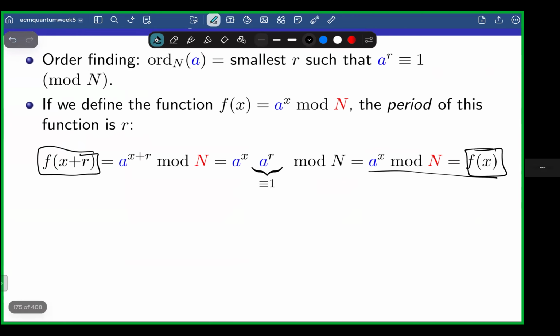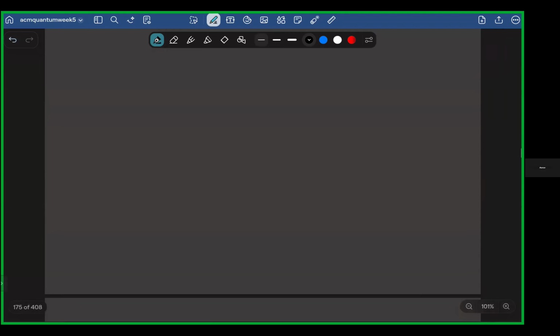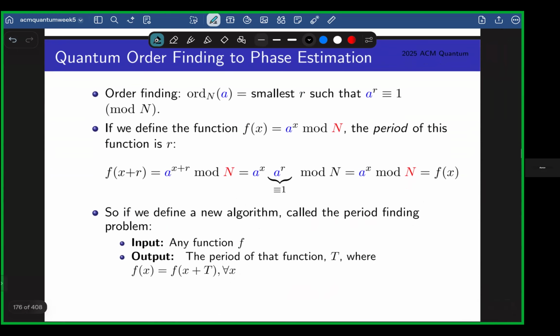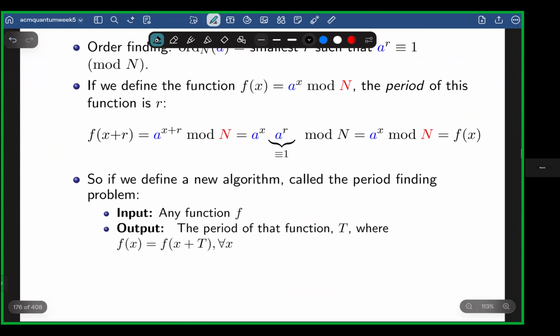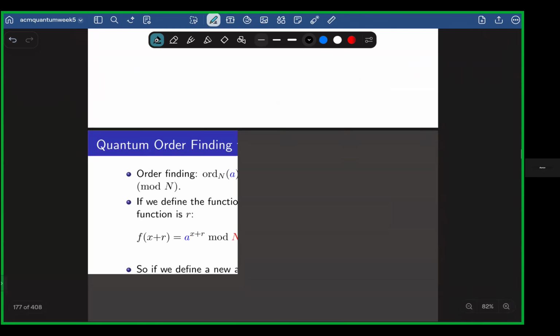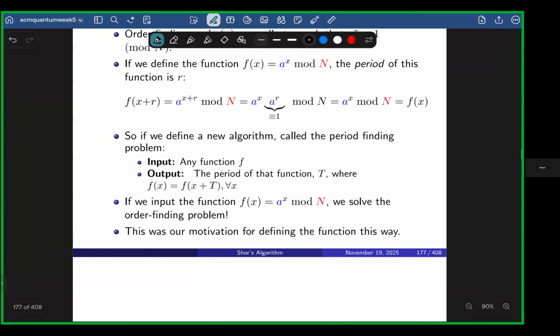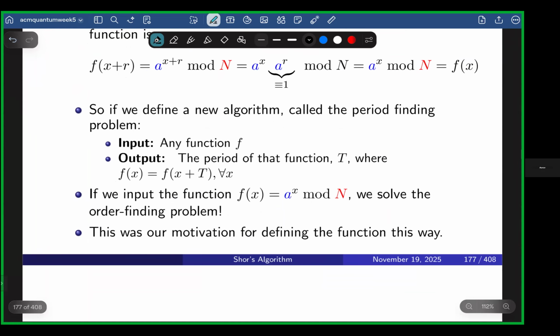Good. So let's find a new algorithm called period finding, where it takes in any function f and outputs the period of that function. Simple as that. And if we input the function that we defined, then we solve the order finding problem. That was just the motivation for defining the f in that way.